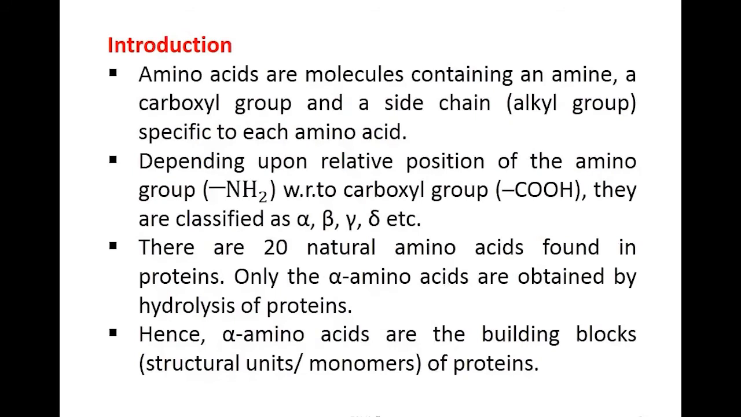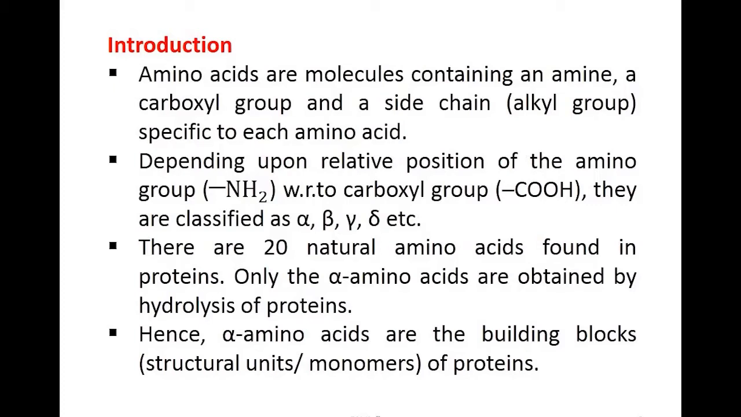Let's see the introduction. Amino acids are molecules that contain an amine, a carboxyl group, and a side chain, usually an alkyl group, which is specific to each type of amino acid. The alkyl group can be different depending upon the relative position of the amino group. With respect to the carboxyl group, they are classified as alpha, beta, gamma, delta amino acids.